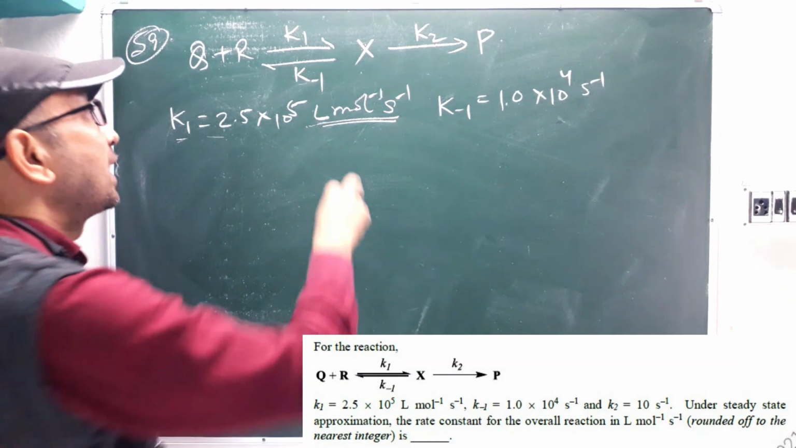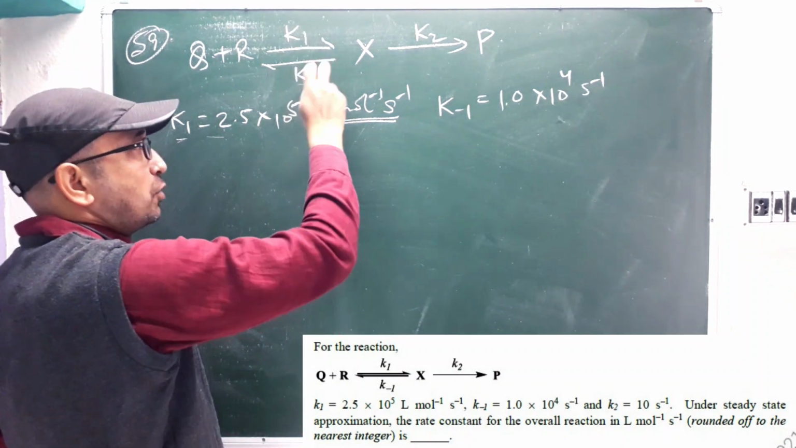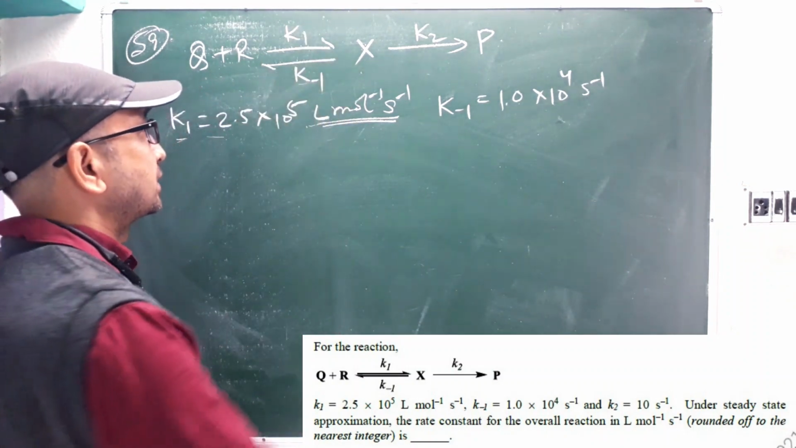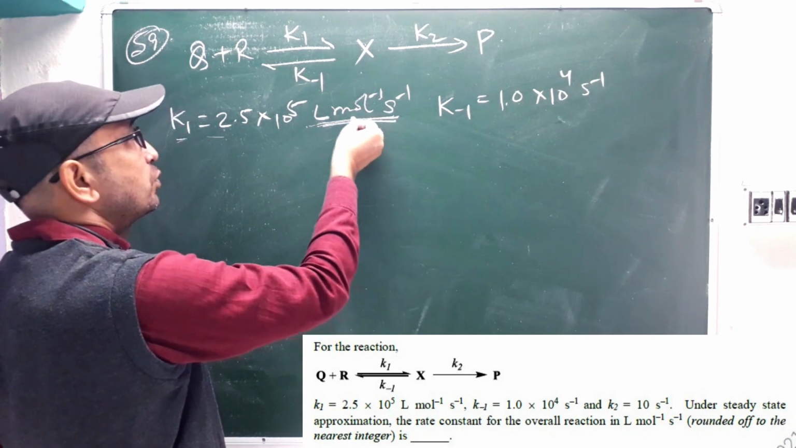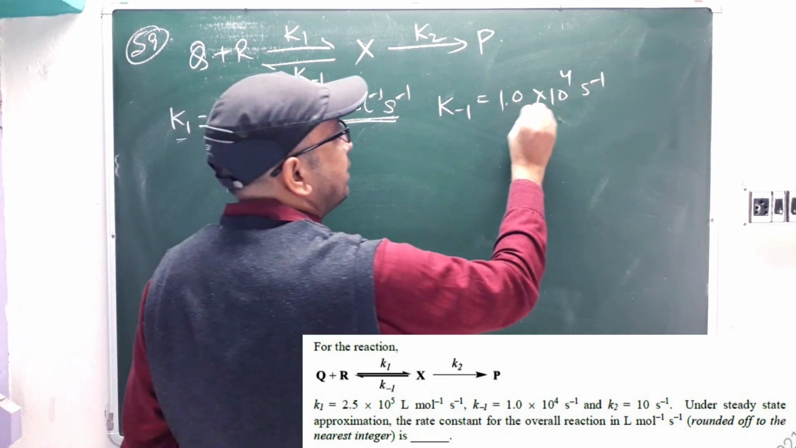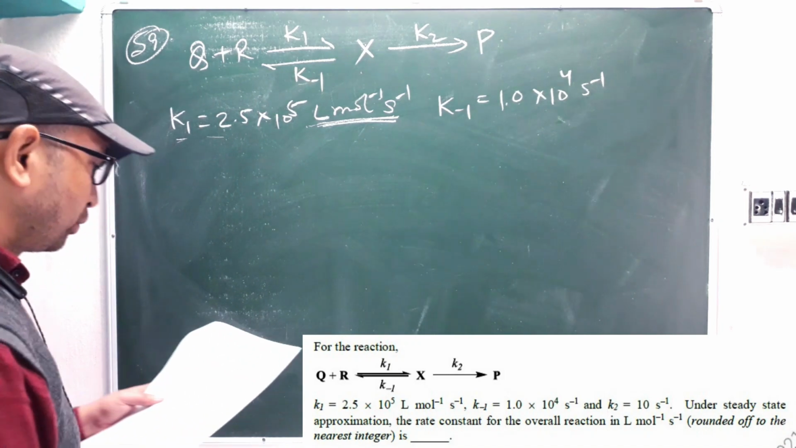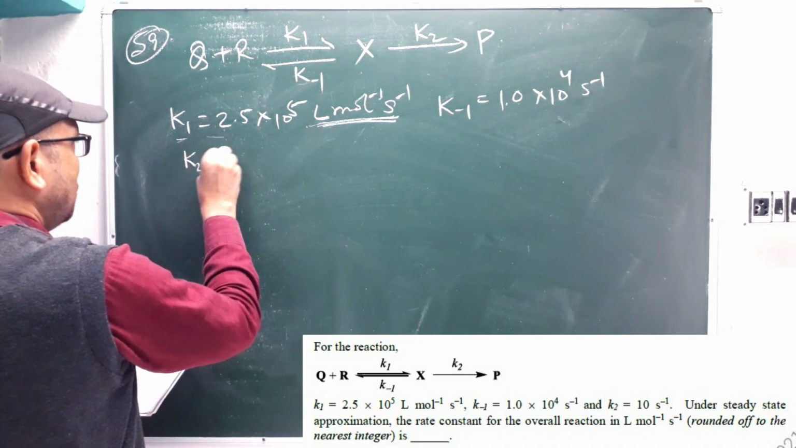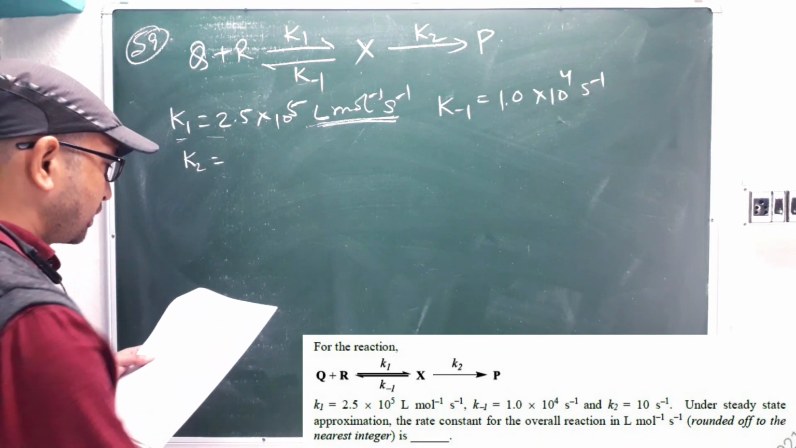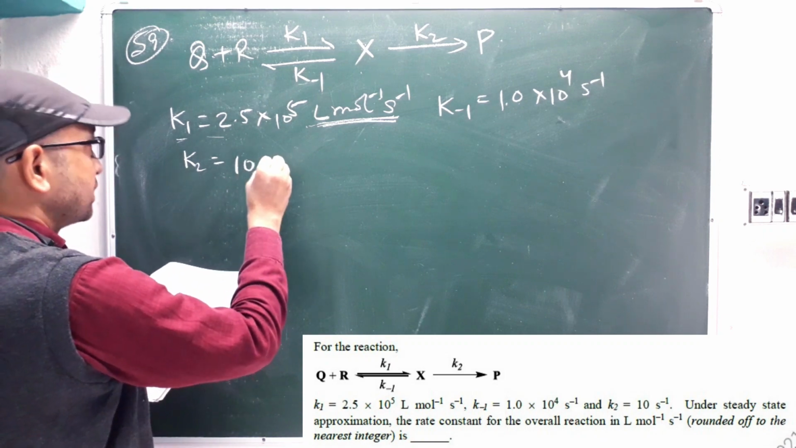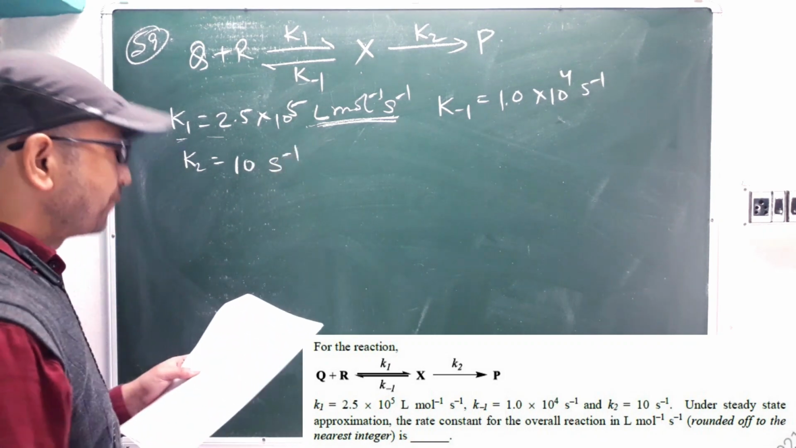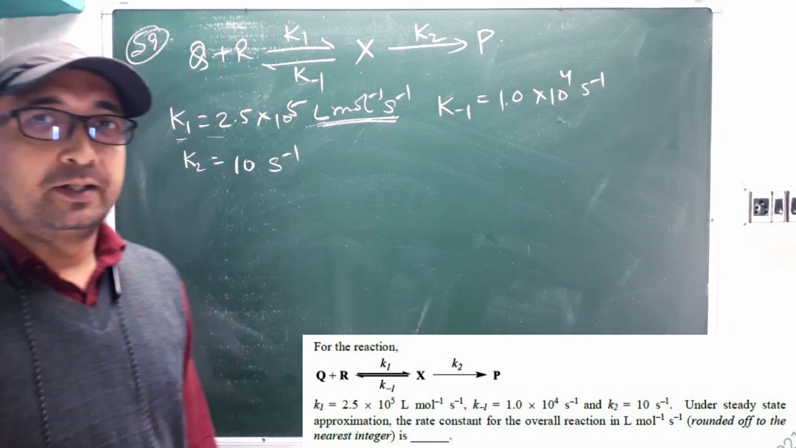Next time maybe they will ask the order of reaction for K1, order of reaction for K inverse, and they can ask that based on the unit you have to find it out. This K1 is second order reaction and this K inverse is first order reaction. Now they will give this K2 value also. K2 value is 10 per second. So this is also first order reaction, correct?